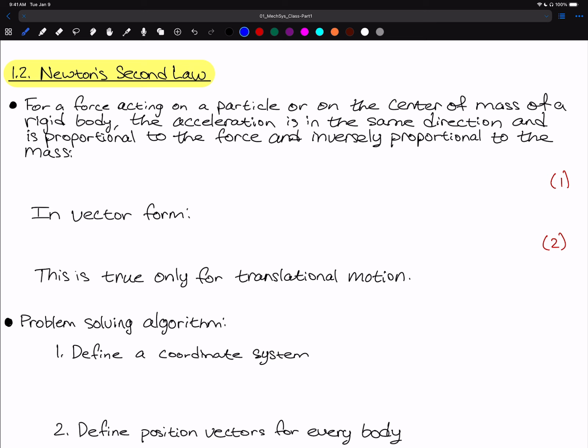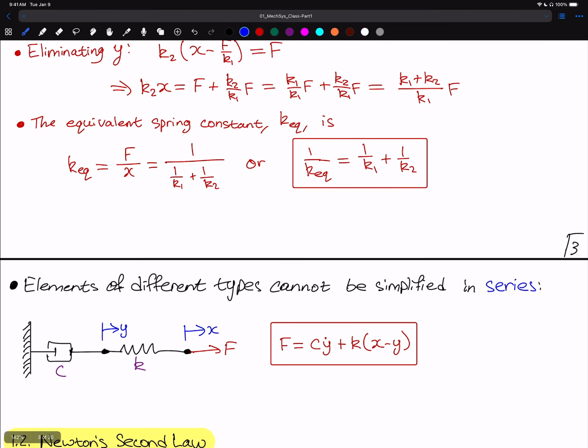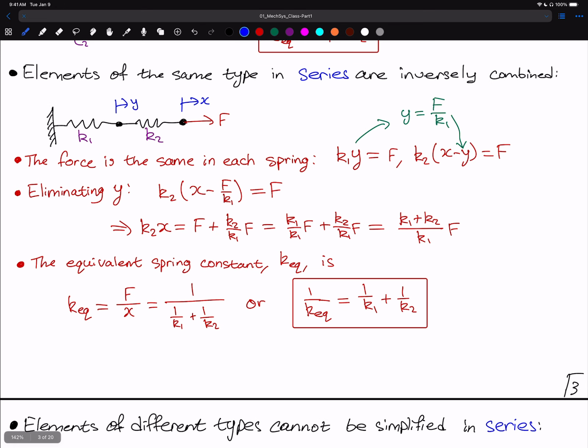Welcome back to AE 3530, System Dynamics and Vibrations. In this video, we're going to go through Newton's second law. I just wanted to first point out that in the previous video, we were looking at springs in series. This type of analysis can also be done for dampers in series, and then you'll find a similar relationship for an equivalent damping coefficient.